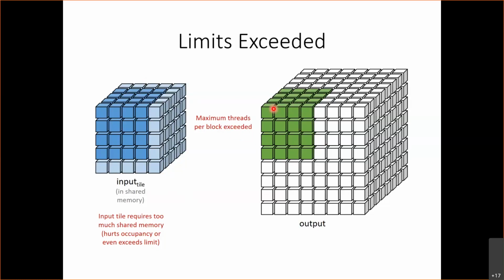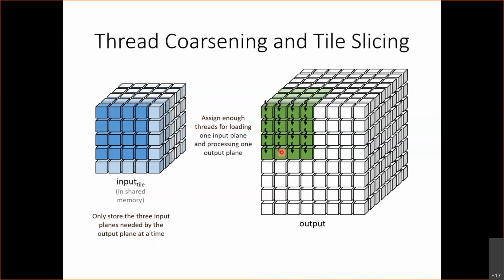We said, rather than launching a 3D block to process this entire cube, we're going to launch a 2D block of threads. And what this block is going to do is loop sequentially through the cube, and in each of these steps, it only needs three planes from the input tile. So this reduces the number of threads that we have through coarsening, but we also reduce the amount of shared memory that we need because we only need to store three planes at any point in time. And this allows us to process a bigger output block so that we have more data reuse, but without exceeding our thread and shared memory limits.